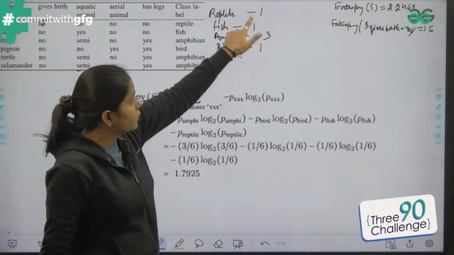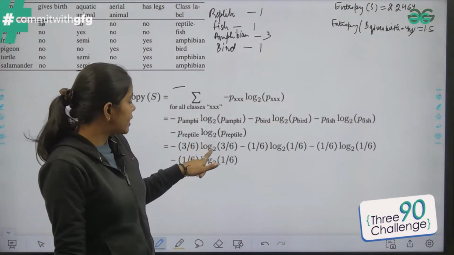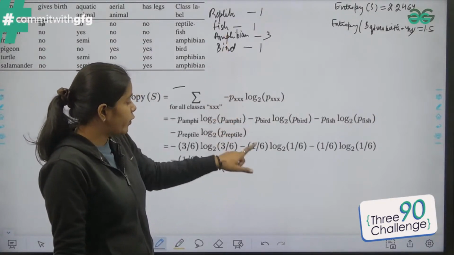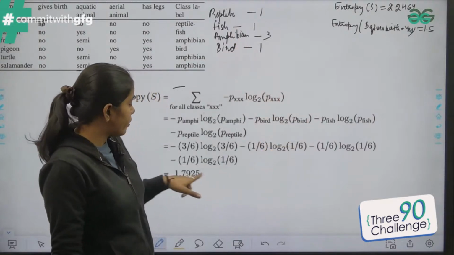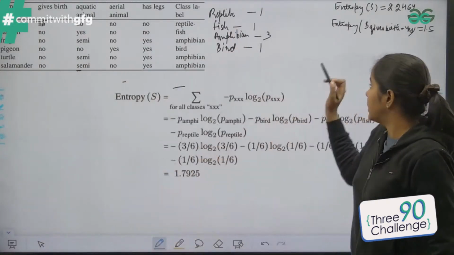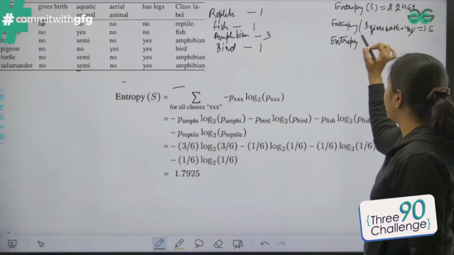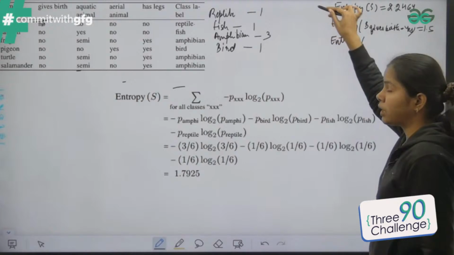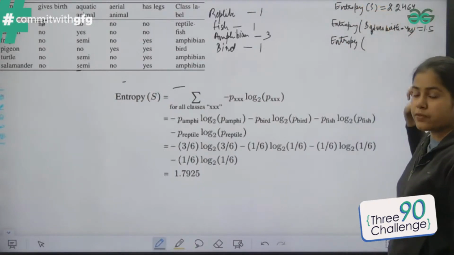You can see that in total we have six. 3 by 6 log 2 for amphibian, 1 by 6 for reptile, 1 by 6 for fish, and 1 by 6 for bird. On solving, we will get 1.79. So that means impurity. You can see the impurity in my complete data set and the impurity after dividing using this column gives birth. What would I get?